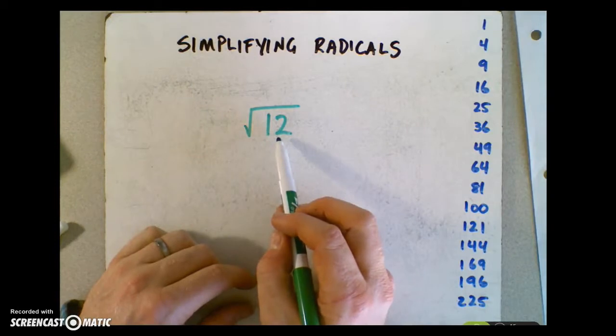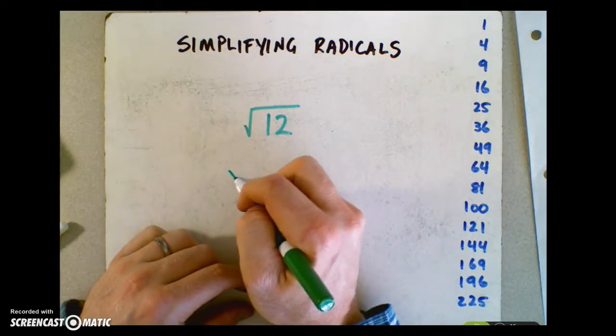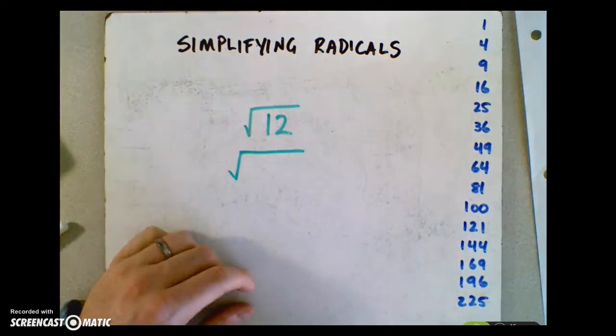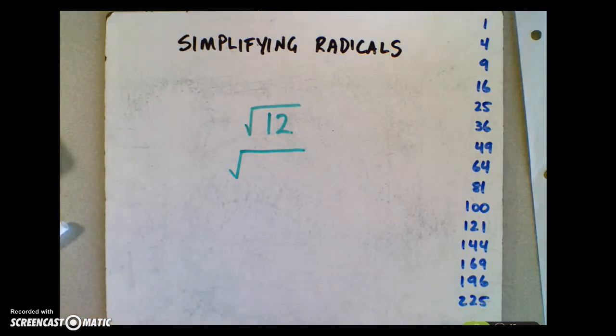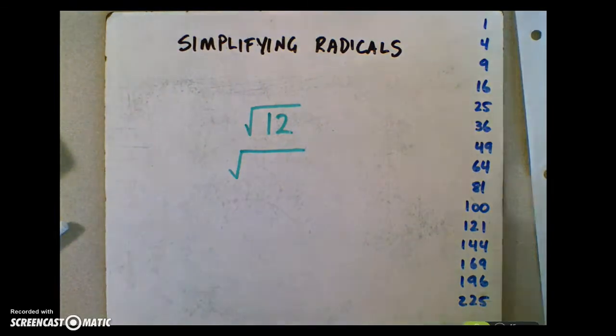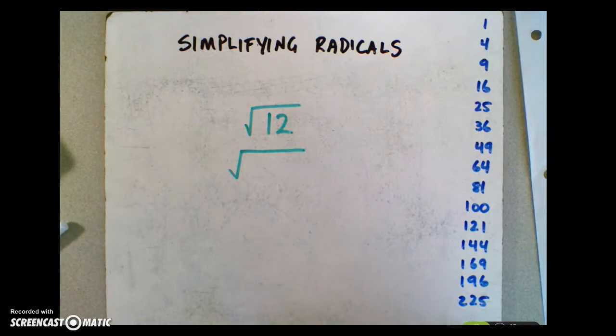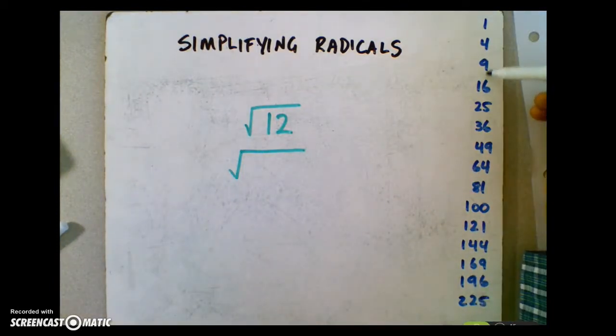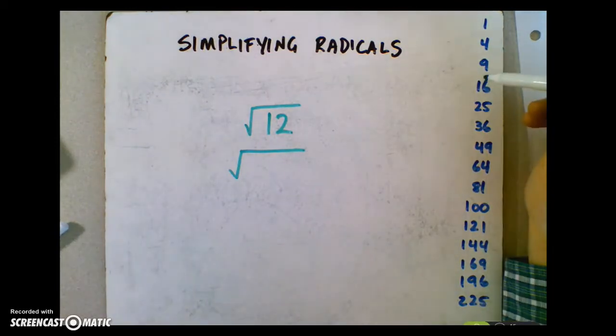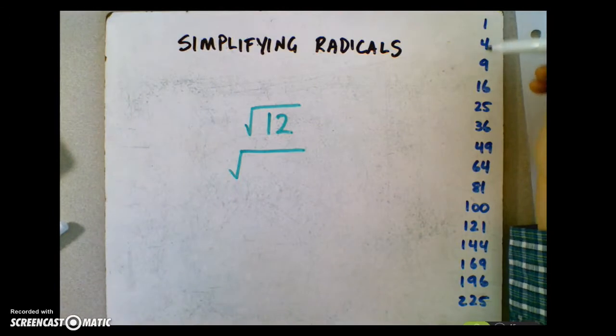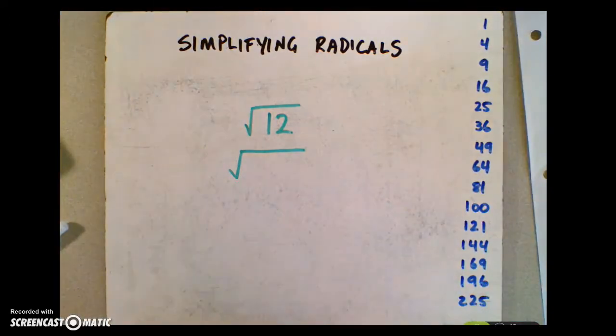So here's what I'm going to do. I can rewrite 12 as two numbers multiplied together, and I want one of those numbers to be on this list. If I go over to my list here, 12 would be right between 9 and 16. That's where 12 would appear in order. So which of these numbers less than 12 is the biggest perfect square that goes into 12?